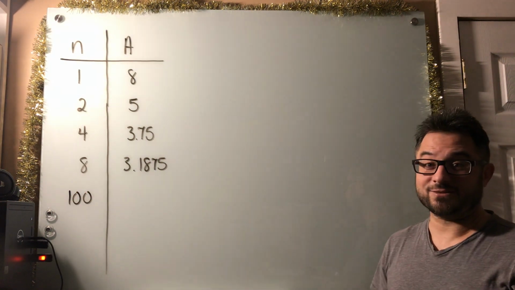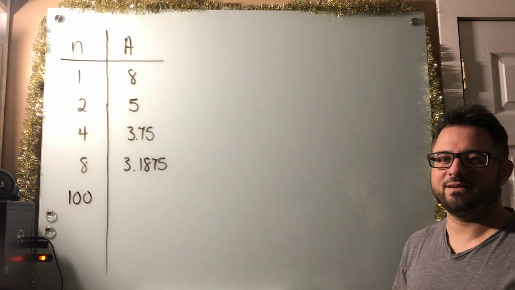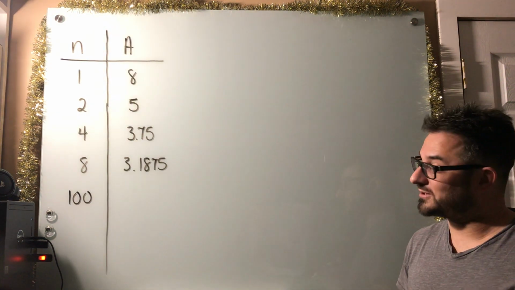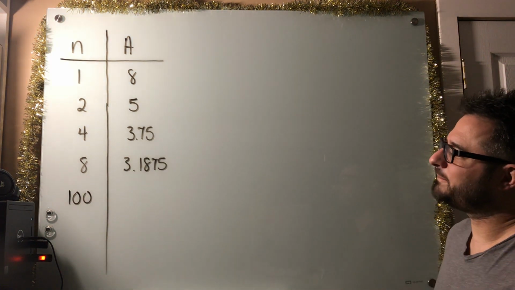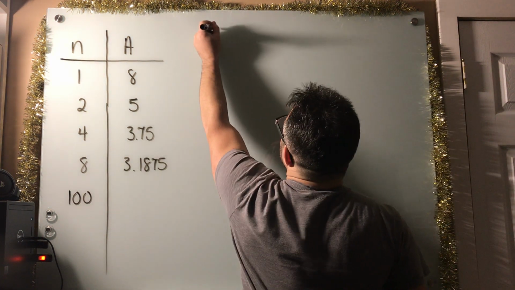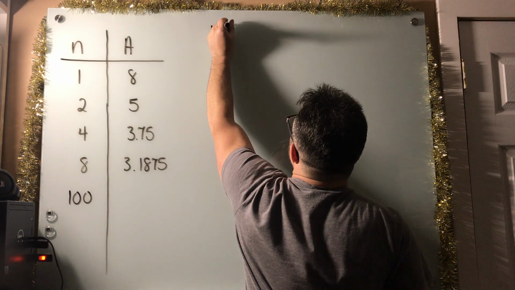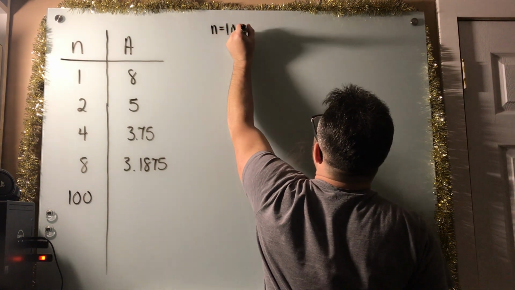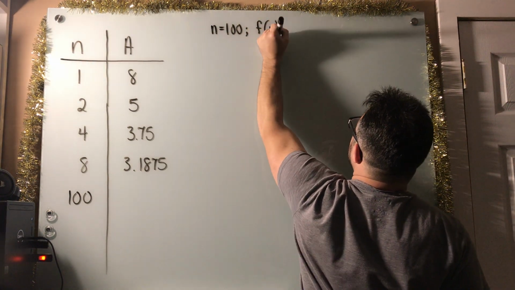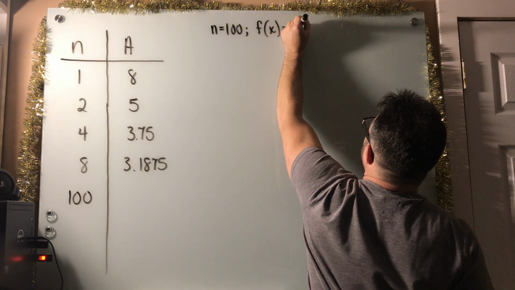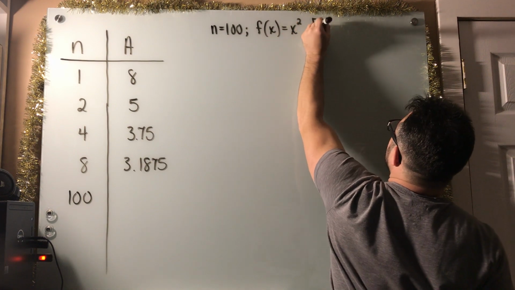Now, 100 rectangles is something you'd never want to do by hand. That's an awful large amount of rectangles. But the Riemann sum isn't going to be so bad. So let's try using 100 rectangles. Now remember, we're working with the function f of x is equal to x squared, and we're doing it on the interval 0 to 2.